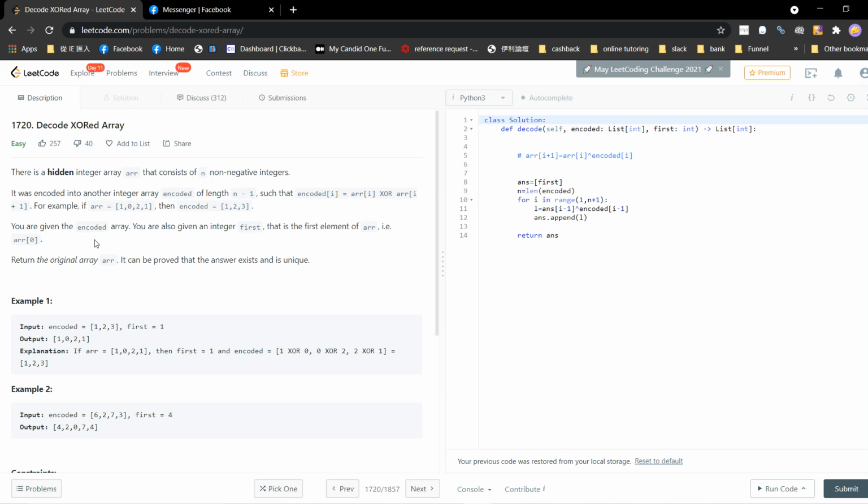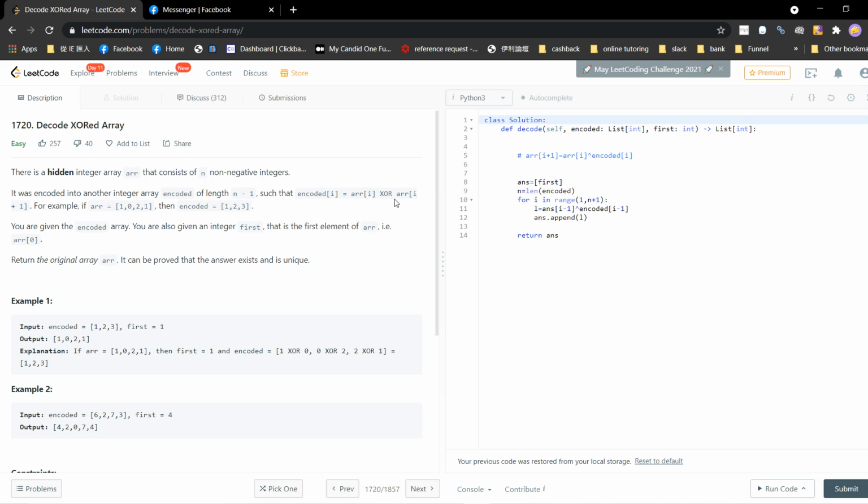Actually, all you need to know is how to implement this XOR, and you only need to know a property that I have not mentioned here: if you use A XOR A, you get 0. So basically the same number XORed gives you 0. If you know this, then it's obvious that you can decode it.